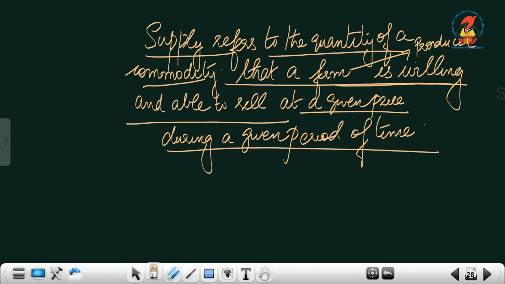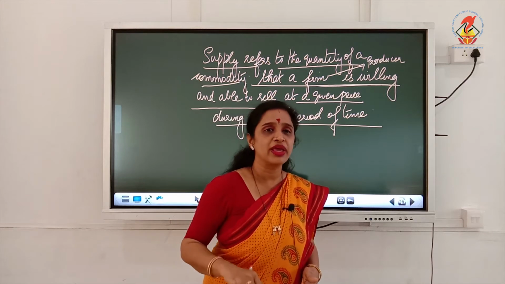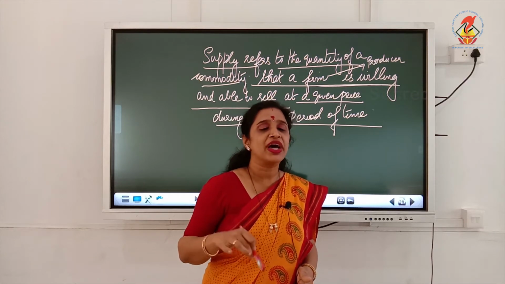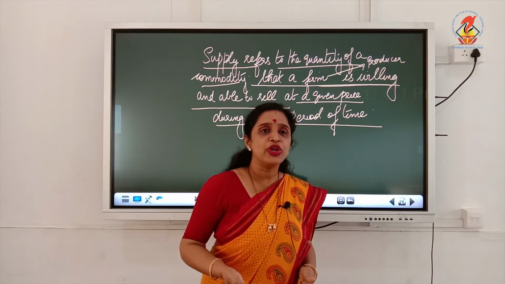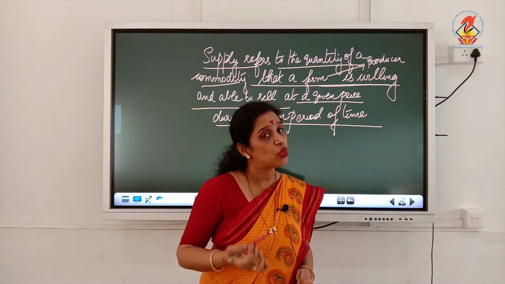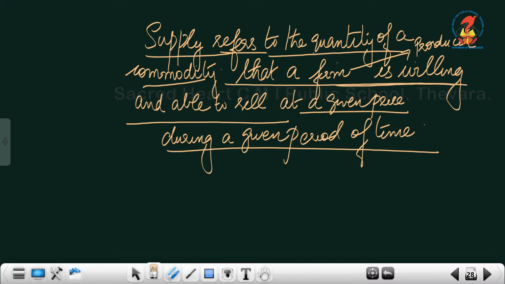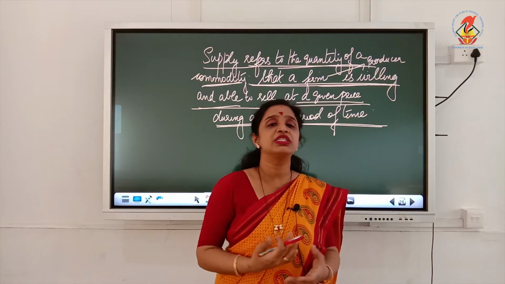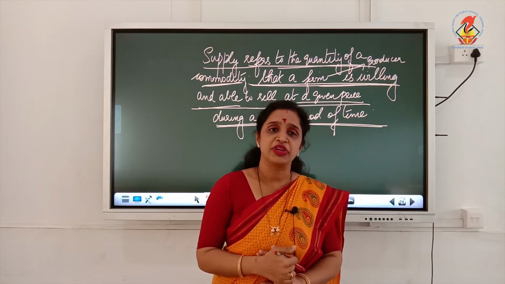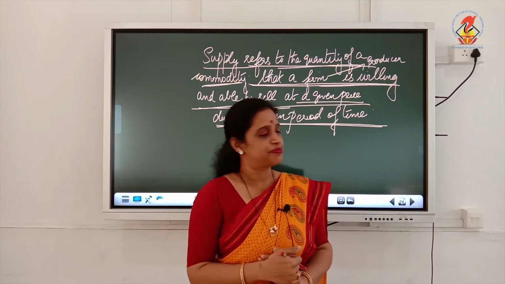So, the only change in the definition between demand and supply is, in demand we will be using buying and consumers, but in supply you will be using either firms or producers and selling the commodity. So, how will you define supply? Once again, supply refers to the quantity of a commodity that a producer or a firm is willing and able to sell at a given price during a given period of time. At a particular price, how much quantity a firm is able to sell during a given period of time, that is known as supply.